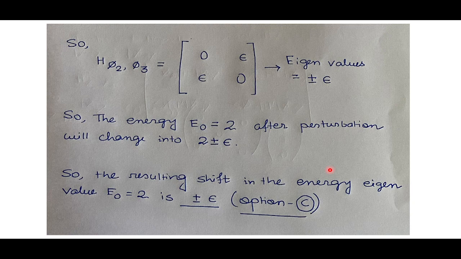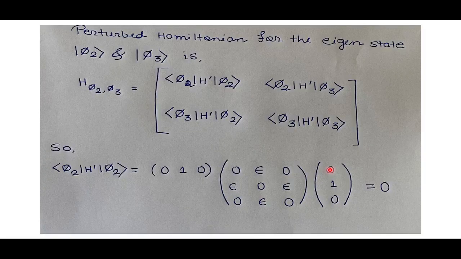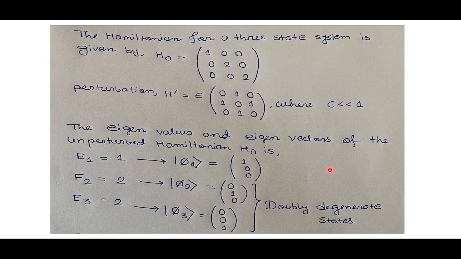Maybe I'll also check with other eigenstates, means 0, 1, 1 and 0, 1, -1. Try that and see if the answer comes. With those eigenstates only, I got plus minus epsilon. Okay, you got plus minus epsilon with that also.